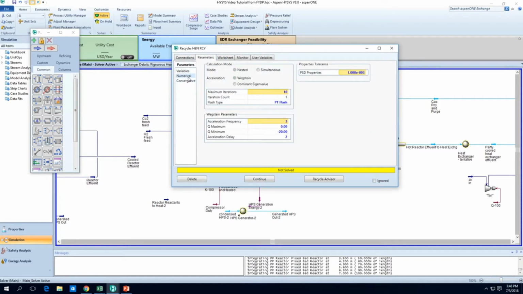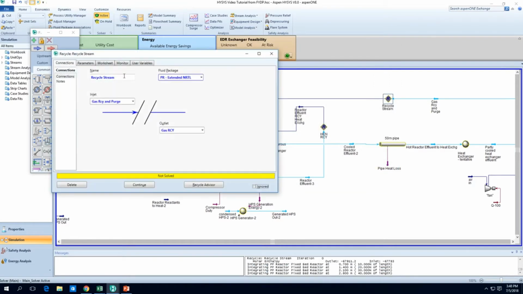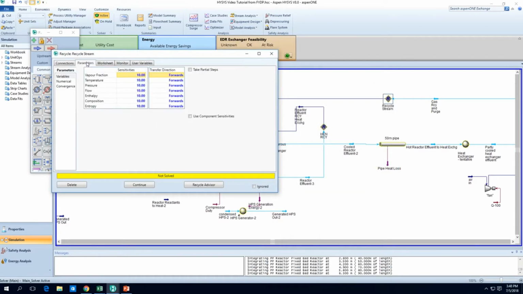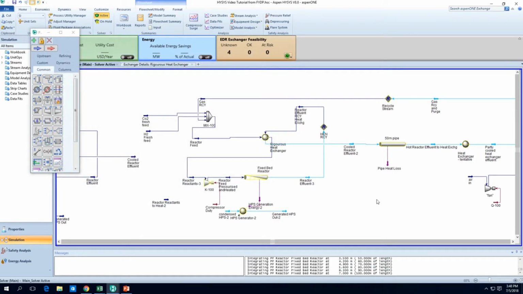We look at the parameters tab, that's the second from the left. We go to the convergence parameters. We look at the maximum iterations. We can increase it from 10 to 100, so that while these recycle streams are working, we can just go to the toilet or have coffee or something like that. So we'll just let it converge for the time being.